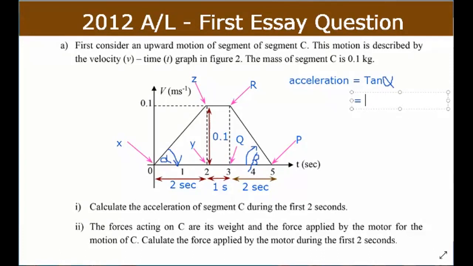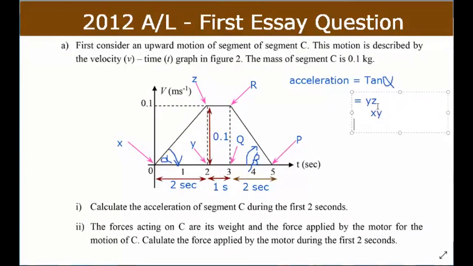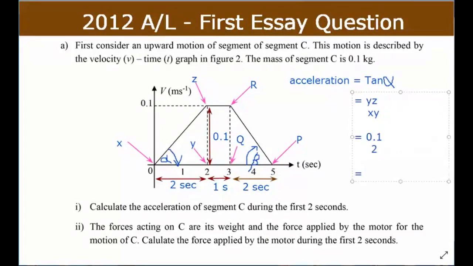Opposite of adjacent. Opposite side divided by adjacent side. So the opposite side is YZ, and the adjacent side is XY. What is the length of the YZ side? 0.1. And what is the length of the XY side? 2. Therefore, what is the acceleration?